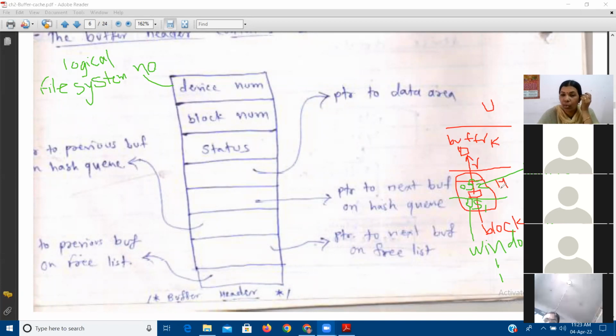So how to identify such students? For that purpose, we take the help of roll numbers. So in the same fashion, in the case of an operating system also, a buffer is used either to access the block of OS1 or OS2, that is, either the block of Windows or the block of Linux. So the buffer should identify whether I am accessing the data from a block of Linux or a block of Windows. So that identification is given with the help of the device number, right?